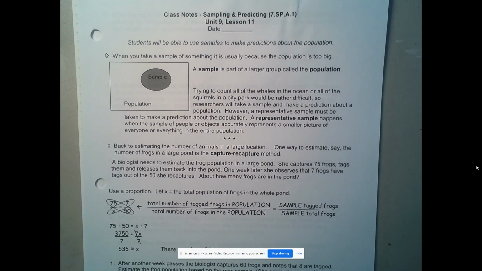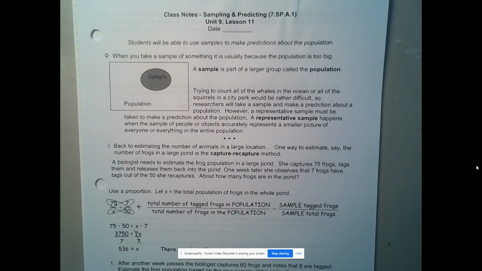So, Unit 9, Lesson 11 is called Sampling and Predicting. And I find this to be one of the more interesting units because it's such an application for the real world. When you take a sample of something, it's usually because the population is too big. So, the sample is part of a larger group called the population. Trying to count all the whales in the ocean or all the squirrels in a city park would be rather difficult. So, researchers will take a sample and make a prediction about a population.